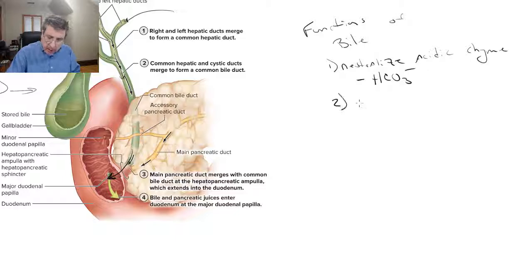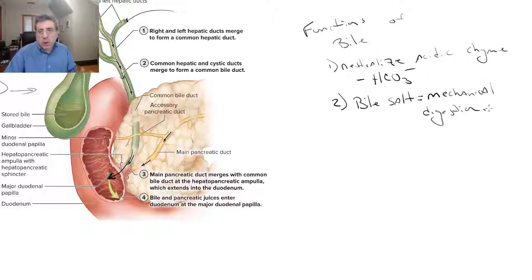It also has bile salts, and those bile salts work for mechanical digestion. So it breaks up the fatty particles and whatnot, so they can be absorbed a little bit better. And the third one, we're going to be dealing with elimination of waste products associated with RBC breakdown.